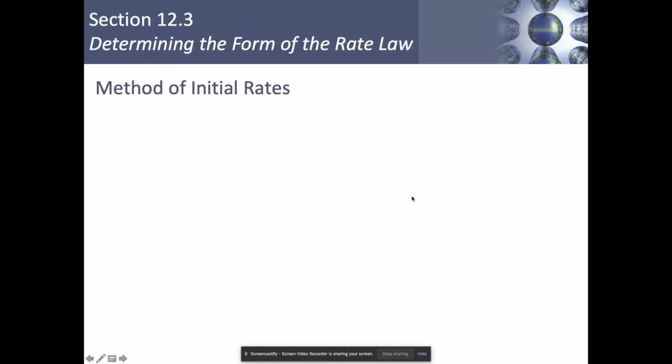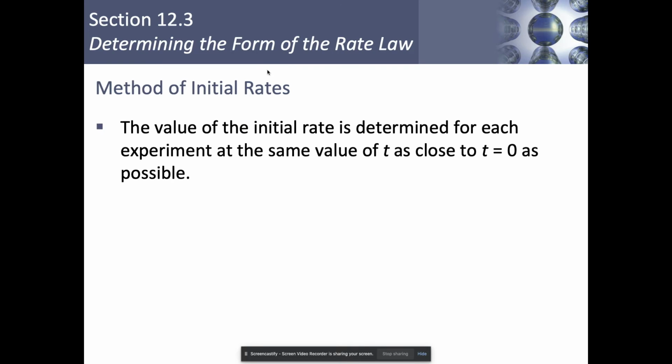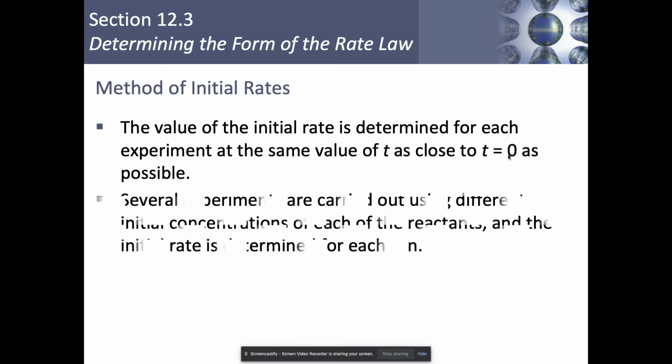So the first method of determining the form of the rate law is called the method of initial rates. The value of the initial rate is determined for each experiment. That's what you actually do: you do a set of experiments to determine this, and you try to get as close to t=0 as possible. Obviously, your reaction needs to occur in order for you to get your data, so it can't be t=0, but you want it to be seconds, or sometimes milliseconds, after the reaction has happened.